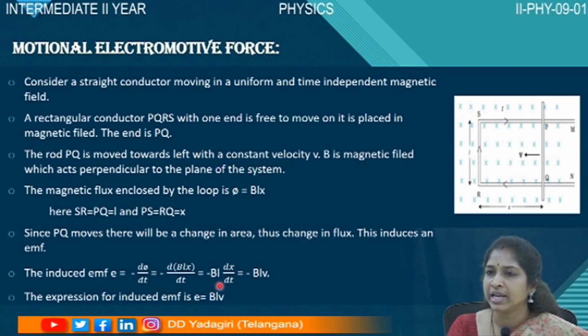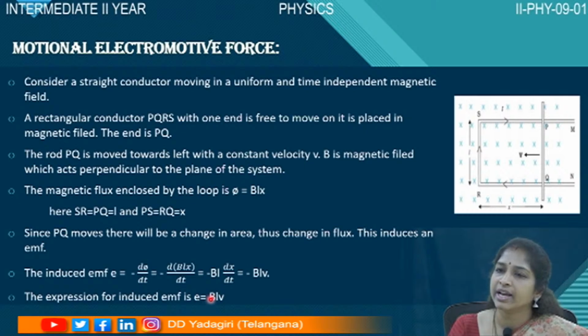So minus Bl, we get dx by dt. What is dx by dt? The rate of change of displacement. We know the rate of change of displacement is velocity, so this is v. We get E equals minus Blv. So the expression for motional EMF is E equals minus Blv.